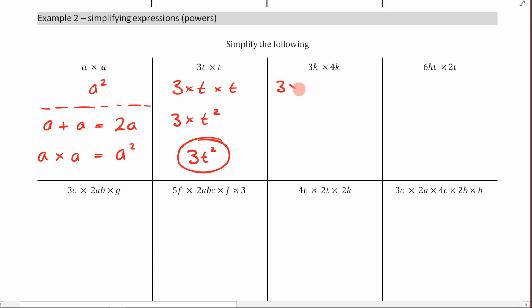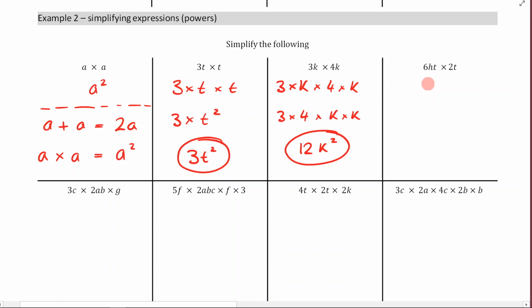This is 3 times k times 4 times k. I put my numbers next to each other. I put my pronumerals next to each other. 3 times 4 is 12. And then k times k is k squared, or k to the power of 2. And that is our answer there.